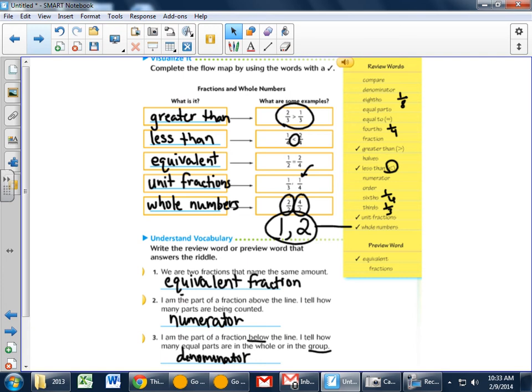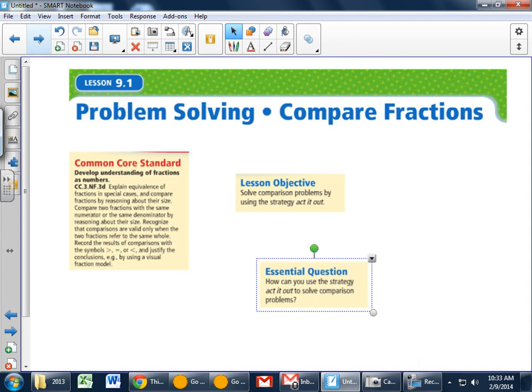So we're going to move into lesson 9.1 now. Lesson 9.1 is problem solving and comparing fractions. We're looking at the Common Core standard of develop understanding of fractions as numbers. And our lesson objective is to solve comparison problems by using the strategy of act it out. We started using this strategy during our multiplication unit. So act it out is just drawing pictures. And our essential question is, how can you use the strategy act it out to solve comparison problems?